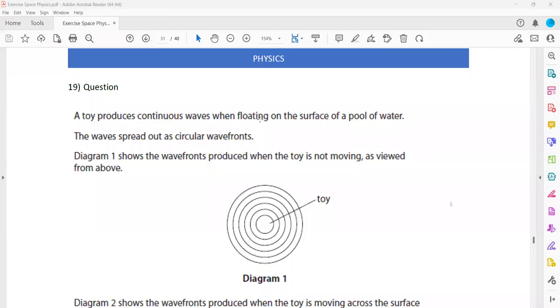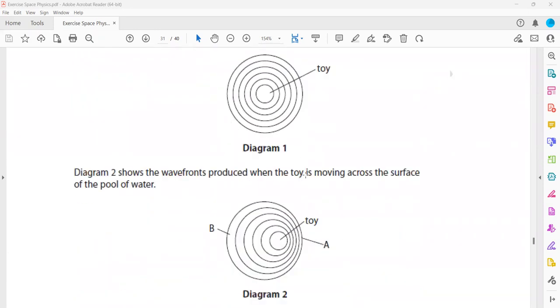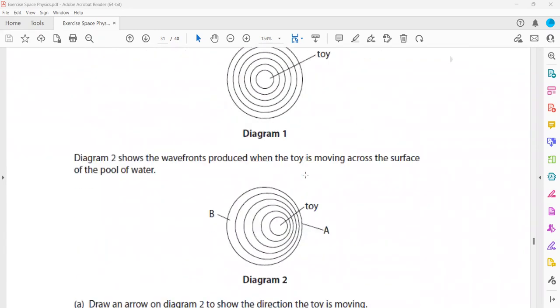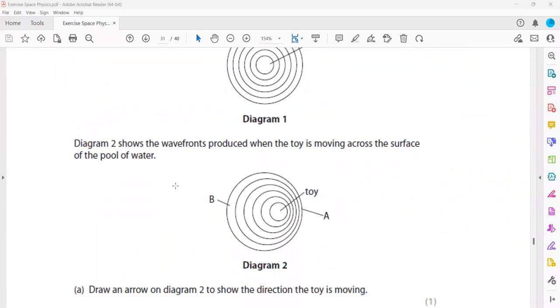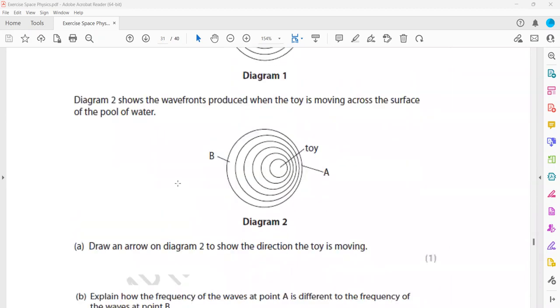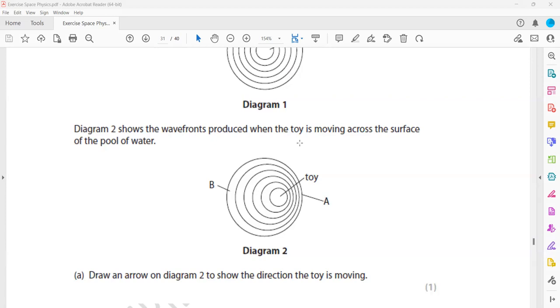So this is question 19 from space physics. A toy produces a continuous wave when floating on the surface of a pool of water. The waves spread out in a circular wave pattern. The diagram shows the wavefront produced when the toy is not moving, viewed from the top. But then what happened? Diagram 2 shows the wavefront produced when the toy is moving across the surface. Draw an arrow on the diagram to show the direction of motion of the toy.